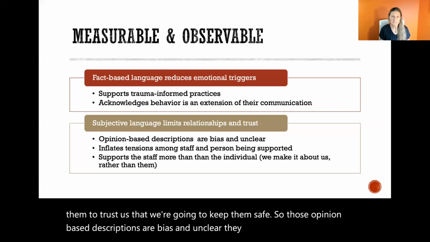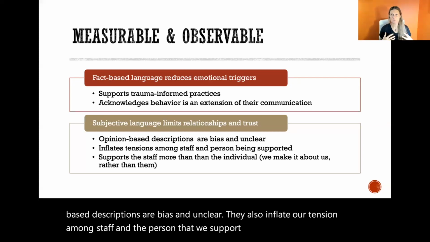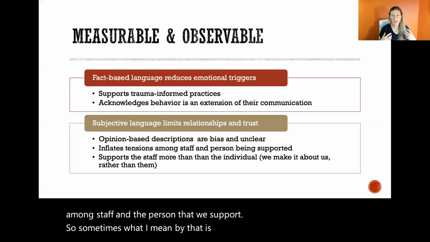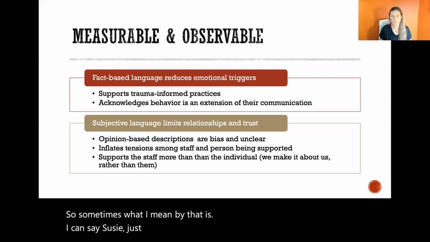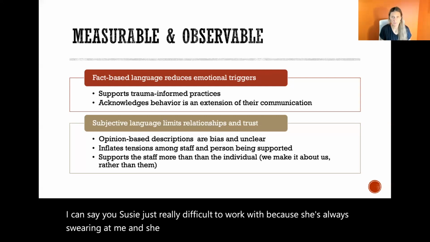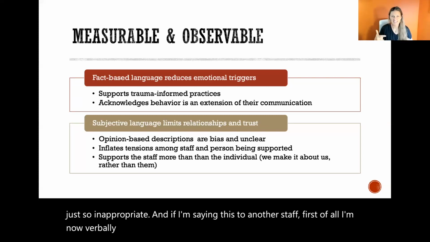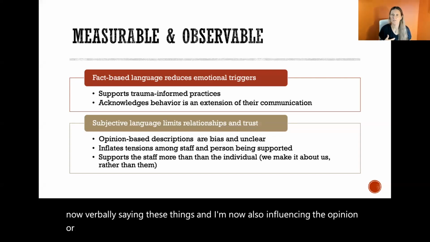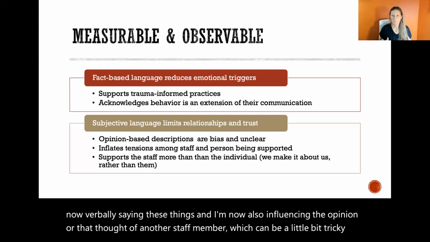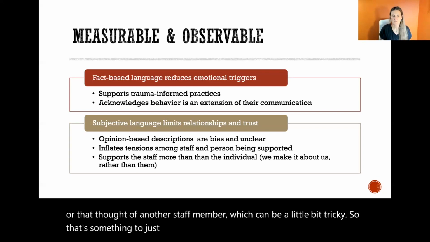So those opinion-based descriptions are biased and unclear. They also inflate tension among staff and the person that we support. What I mean by that is I can say, Susie's just really difficult to work with because she's always swearing at me, and she talks about my mom all the time, and it's just so inappropriate. If I'm saying this to another staff, first of all, I'm now verbally saying these things, and I'm also influencing the opinion of another staff member, which can be a little bit tricky. So that's something to keep in mind in terms of our bias.